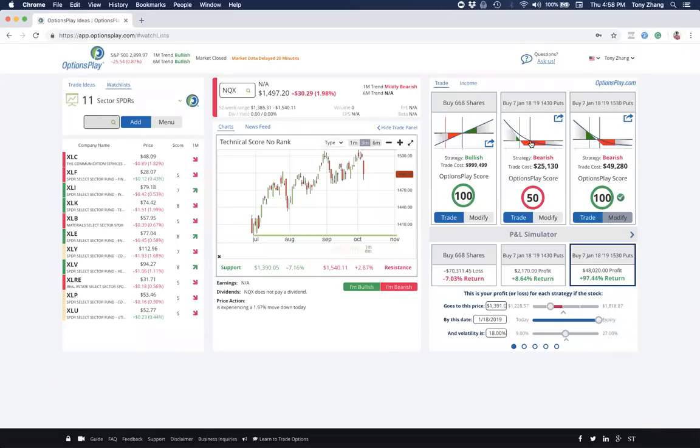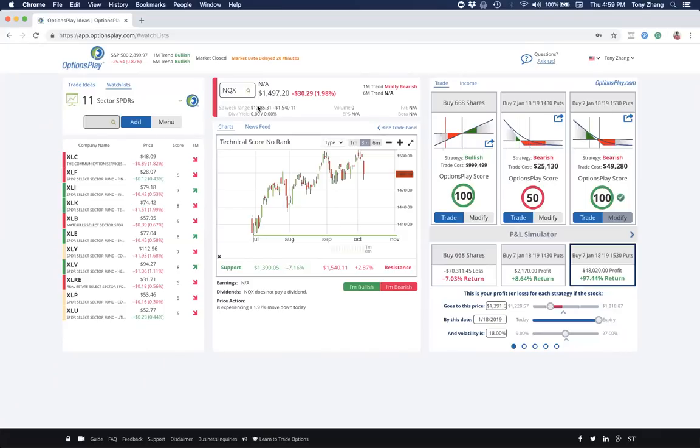So this is really where you can play around with the different scenarios as to where you think the market might be headed, and compare the two different strategies and different hedges. You can play with the different expiration dates, you can play with the different strike prices, and really start to see where you're going to get the best return for where you think the markets are going to go.